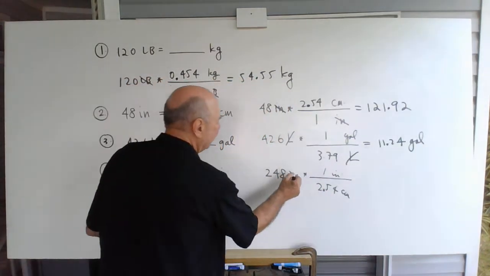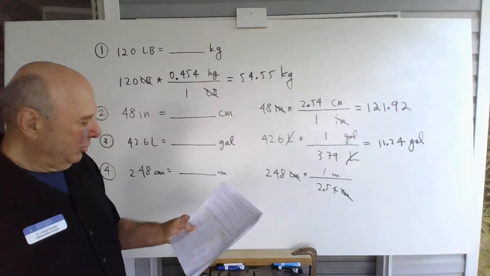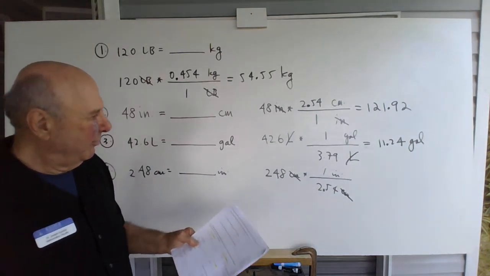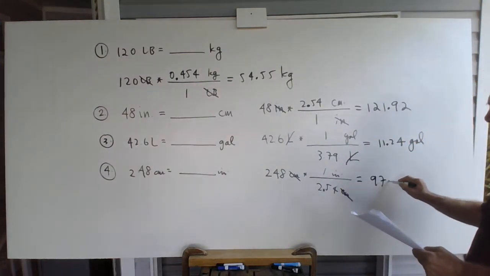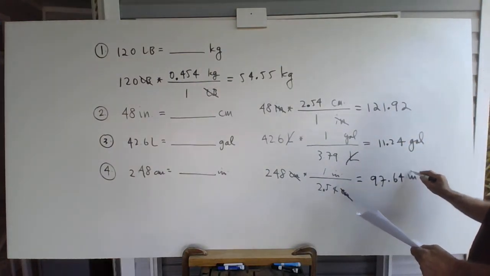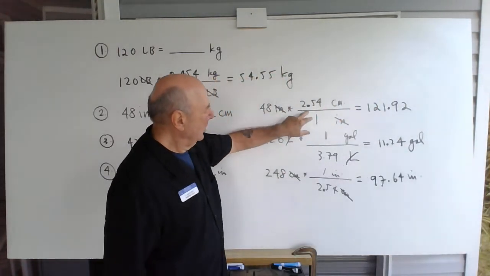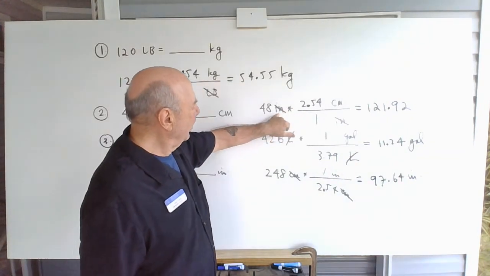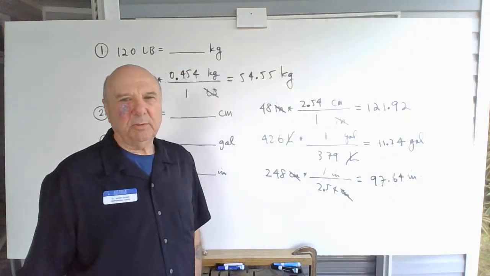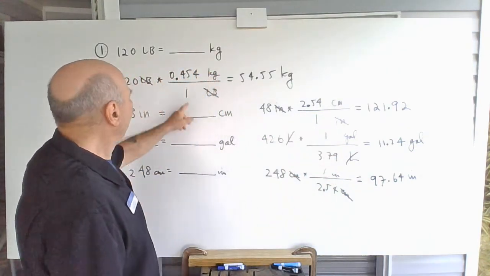So the dimension of centimeters cancels, and I'm left with a division. 248 divided by 2.54 rounds off to 97.64 inches. So you see the same unit fraction is useful. It just depends on what you're trying to cancel. Just make sure that the one you're trying to cancel goes in the opposite position. Usually start with the numerator, make sure the other one's in the denominator, whatever it is.